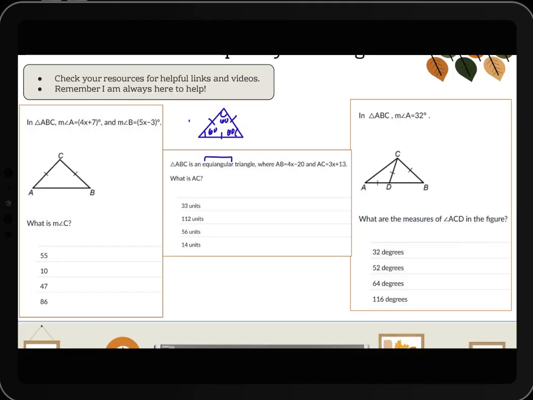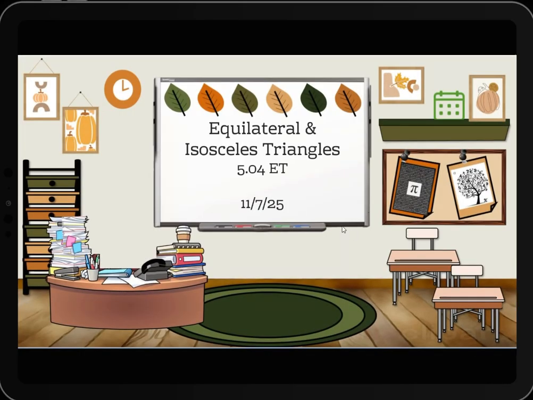The last example there in triangle ABC, we have the measure of angle A, which is this angle here, and you have almost like a domino effect going on here. What is the measure of angle ACD in the figure, right? So we're looking for this angle right here. And you should be able to very quickly identify that based off of what is provided to you in the diagram and your knowledge of isosceles triangles. And that is going to represent your 5.04 lesson on equilateral triangles and isosceles triangles.